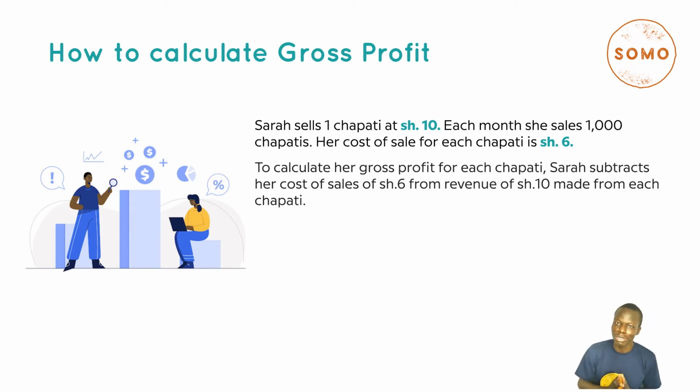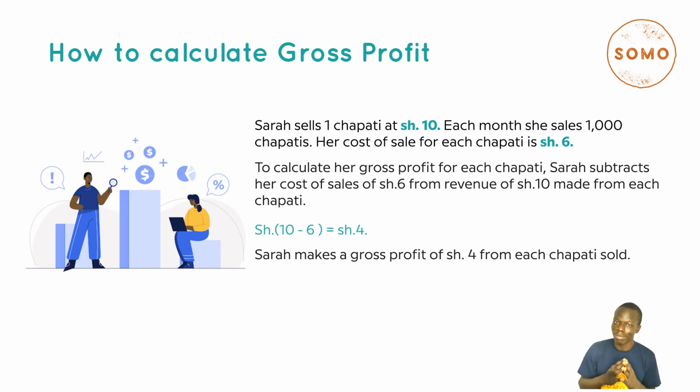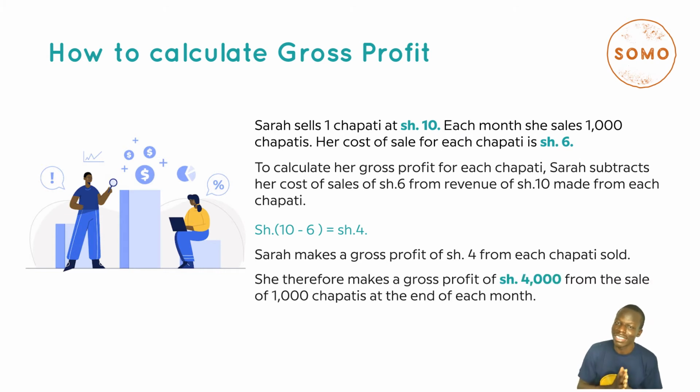To calculate her gross profit for each chapati, Sarah subtracts her cost of sales of 6 shillings from the revenue made of 10 shillings from each chapati sold. 10 shillings minus 6 shillings is equals to 4 shillings. Sarah makes a gross profit of 4 shillings from each chapati sold. Since she makes 1,000 chapatis every month, she therefore makes a gross profit of 4,000 shillings from the sale of 1,000 chapatis at the end of the month.